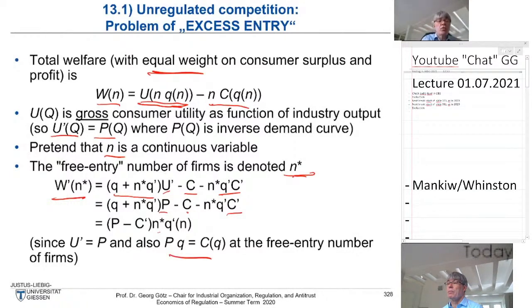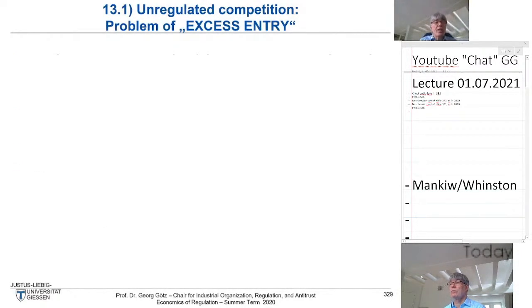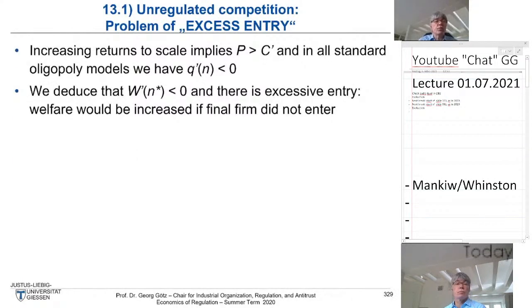And now this point here is, as Q prime is negative, we know price is above marginal cost. This is positive, and Q prime is negative, so we get as a result that we get too many firms. Okay, that's what's written here. So in the free entry equilibrium, we have too many firms. There is so-called excessive entry. Welfare would be increased if we get fewer firms, if the final firm did not enter.